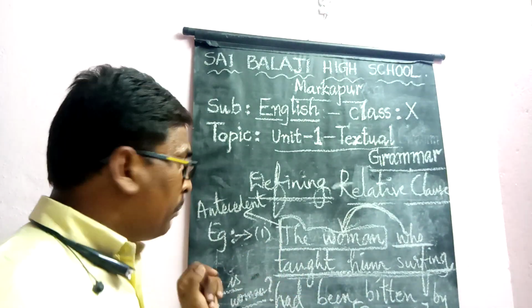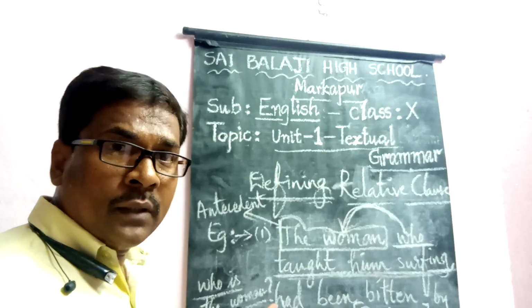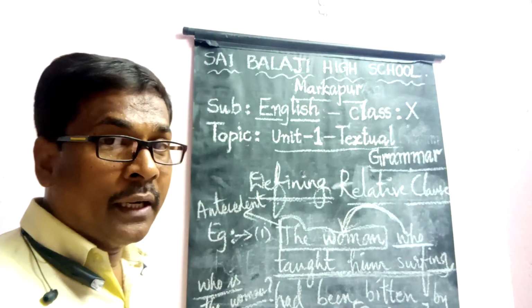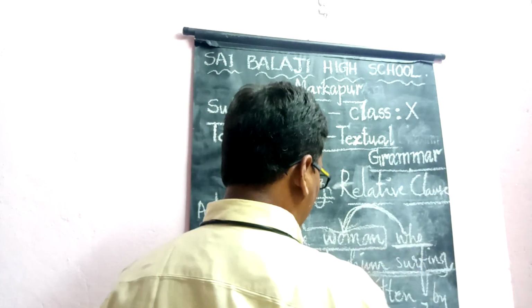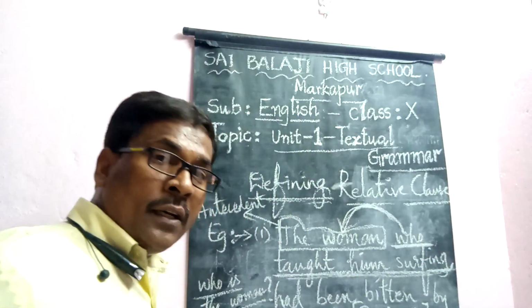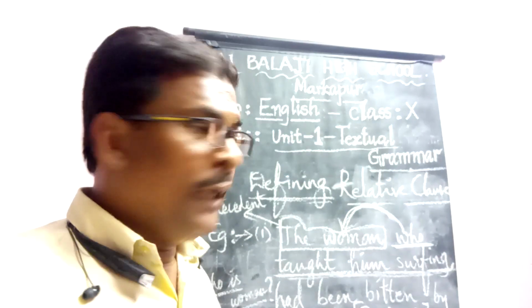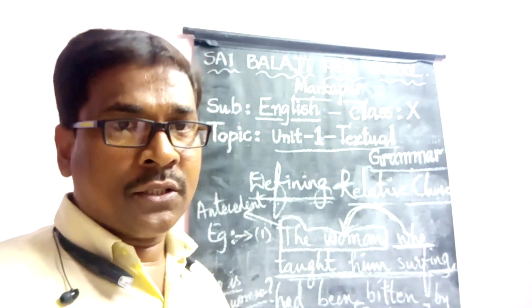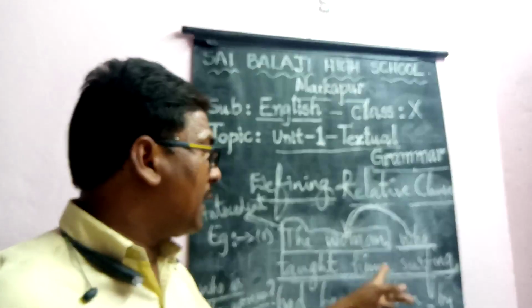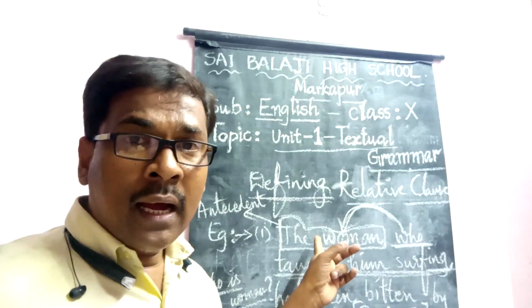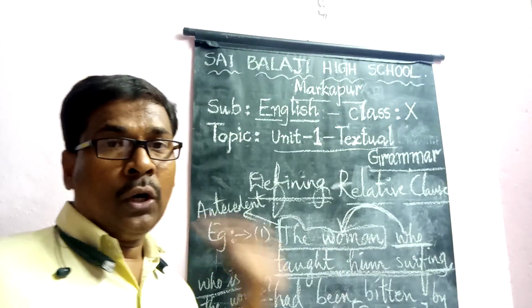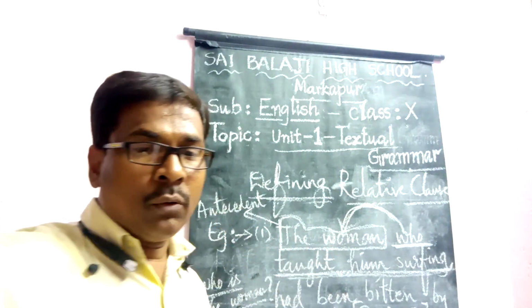Okay, so is it clear? Here we can understand how we have to find whether it is defining or non-defining. You just remove this part and read the sentence. If you do not get any clarity, you simply say that is a defining relative clause part. Here the relative clause part is defining the antecedent, the subject. Okay, so this is called a defining relative clause.